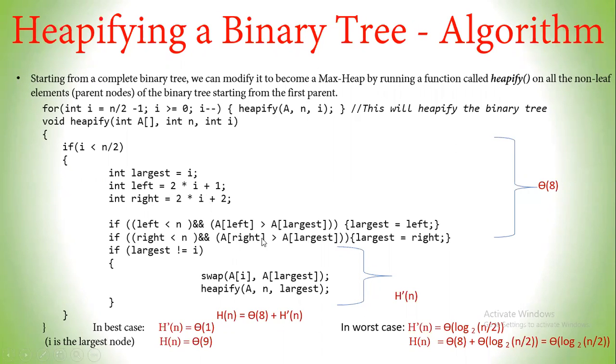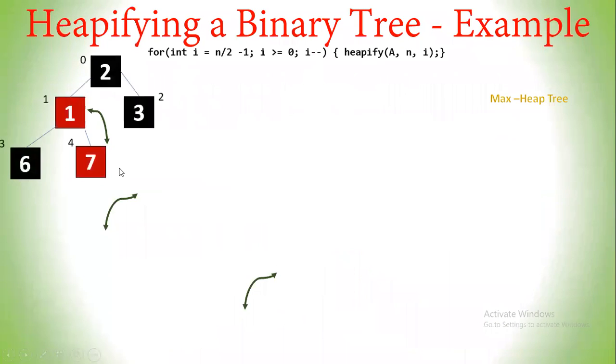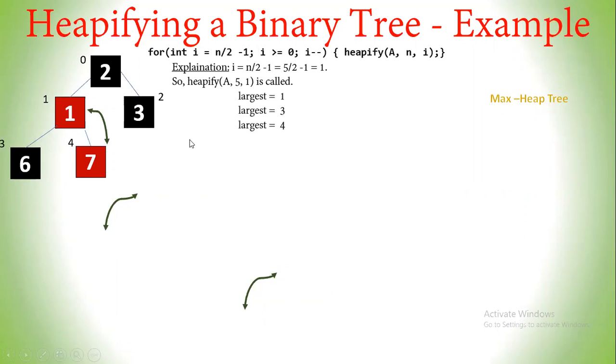A4, it will check whether A4 is greater than A3. A4 is 7 and A3 is 6, the value at the third index. So is A4 greater than 6? That means 7 is greater than 6, so A4 is greater than A3. Then this index, right, should be largest. So since the if condition was true, we set largest as 4.